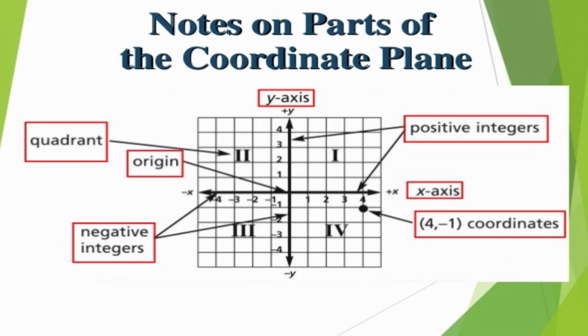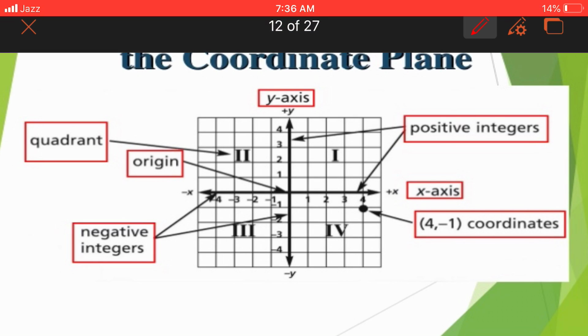Notes on parts of the coordinate plane. This is the actual picture of the coordinate plane which points out each and everything here. The line which is horizontal, parallel to the horizon, is your x-axis. The line which is perpendicular to it is your y-axis. The point where they meet is called the origin, and these are the quadrants 1, 2, 3 and 4.